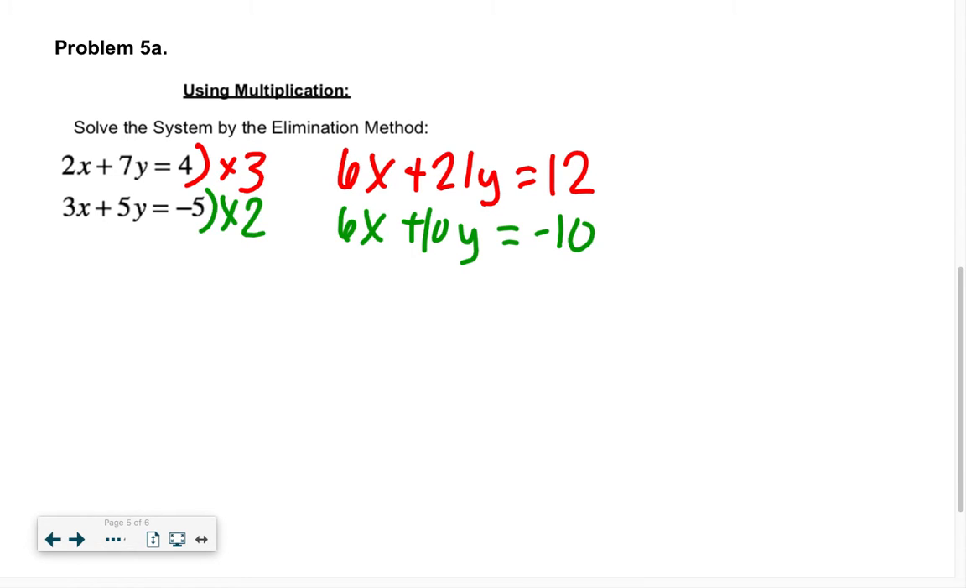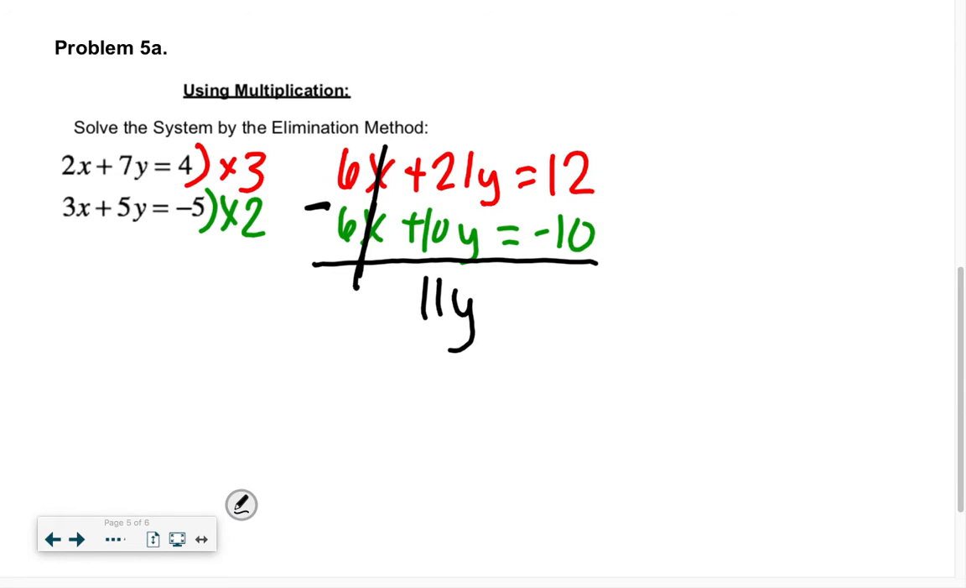Okay, what's cool about the elimination method is that I can add them together to cancel, or I can subtract. To cancel my 6x, am I going to have to add or subtract? Subtract. So remember what symbol you're using, okay? If you want to multiply by negative and add, that's totally fine. You'll get to the same place, okay? We're going to subtract. So 6x minus 6x, what happens? 0, they cancel out. And then I have 21y minus 10y.